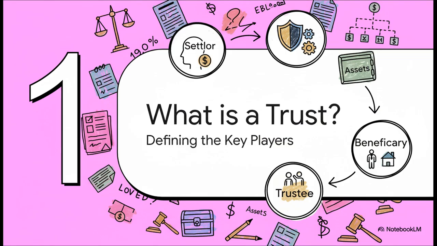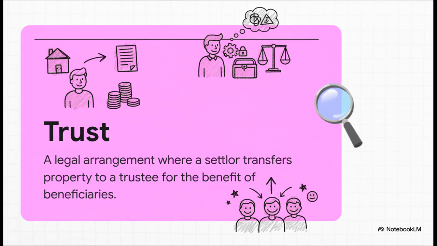Okay, first things first. What exactly is a trust? Before we get into all the complex stuff, you really have to understand that there are three essential roles, three key players involved in every single trust. You see, at its very core, a trust isn't a thing you can hold. It's a legal relationship. It's an arrangement where one person, who we call the settlor, gives property to someone else, the trustee. Now, that trustee has a legal duty, a fiduciary duty, to manage that property for the good of other people, and those are the beneficiaries. So you have the giver, the manager, and the receiver.